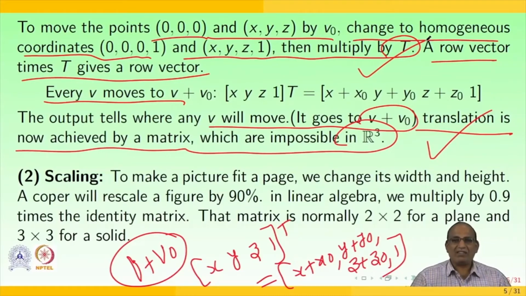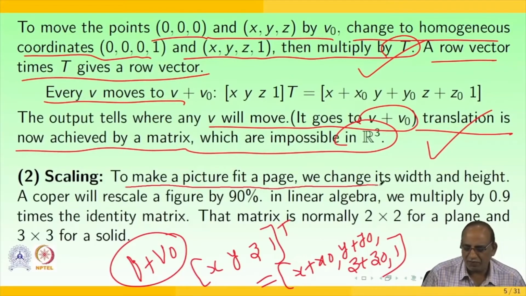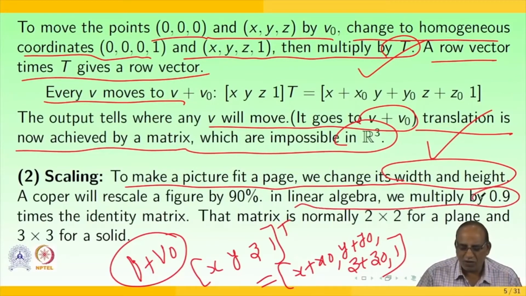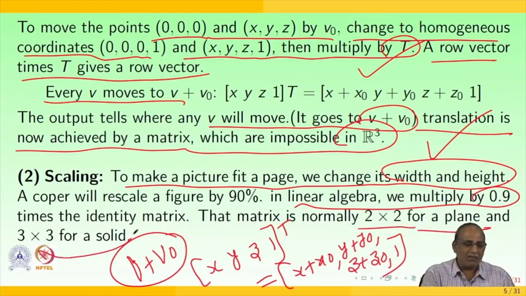Scaling is, to make a picture fit a page, we change its width and height. A copier will rescale a figure by 90%. In linear algebra, we multiply by 0.9 times the identity matrix.